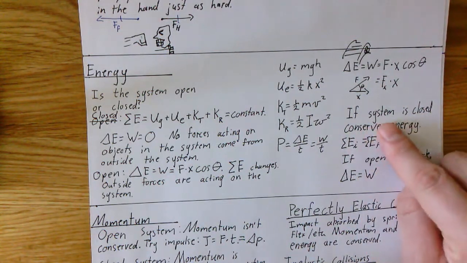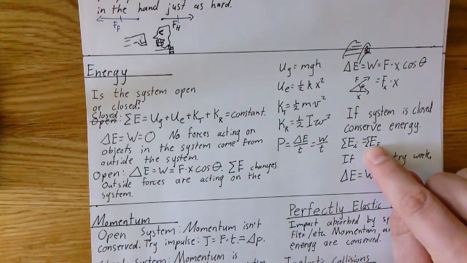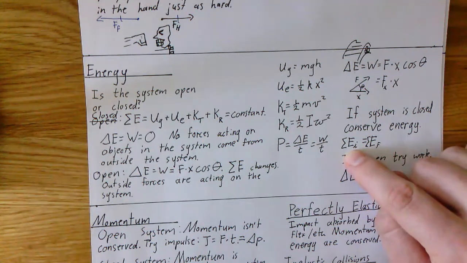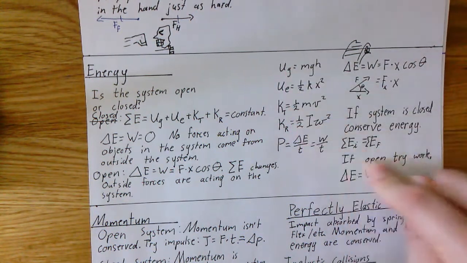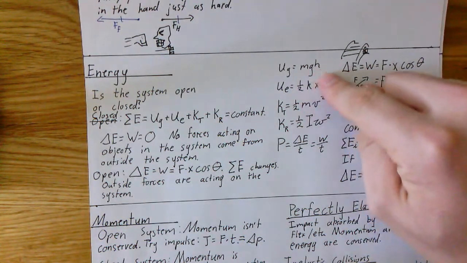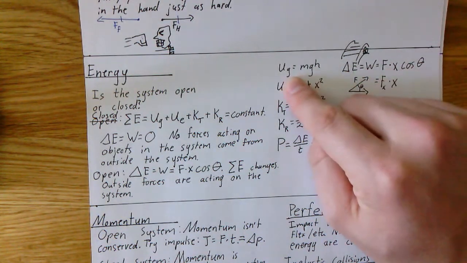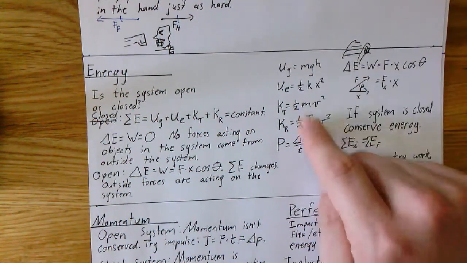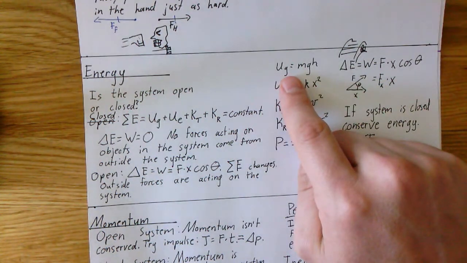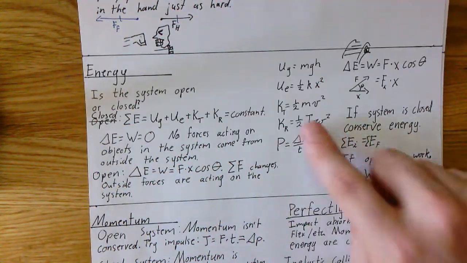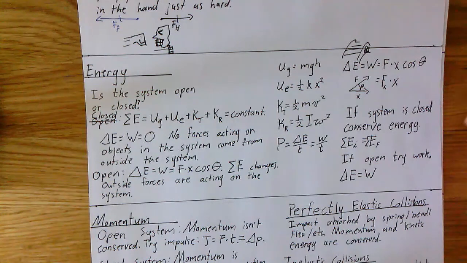So if a system is closed, try and conserve energy. Say that something starts up high, falls, and then is moving that way. You would say my initial energy, gravitational potential, mgh, equals my final energy. It fell, so it doesn't have gravitational potential anymore. Now it has kinetic translational, so equals 1/2 mv squared. And then try and solve for that.